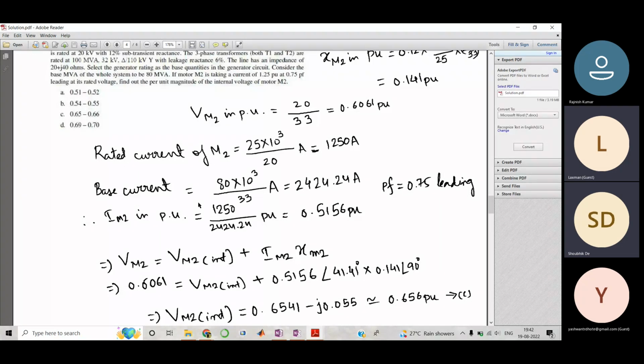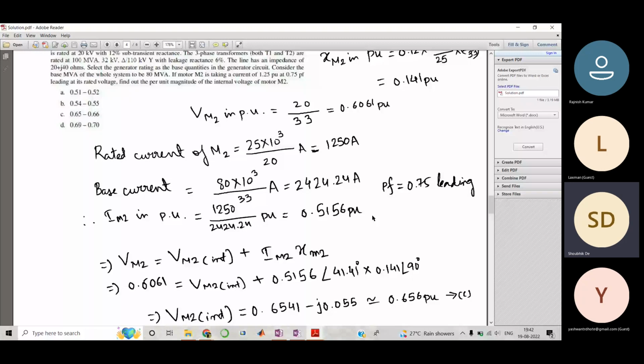But the rated current of M2, if the question is asked to give the rated current of M2 also, must be 1250 by root 3. Yes, exactly, true. If they have asked you to calculate the rated current of M2, you have to use root 3. Okay, I agree. Thank you. Fine, so that is what I was trying to tell. When you are calculating the per unit value, you don't have to worry about root 3, because this will get cancelled.